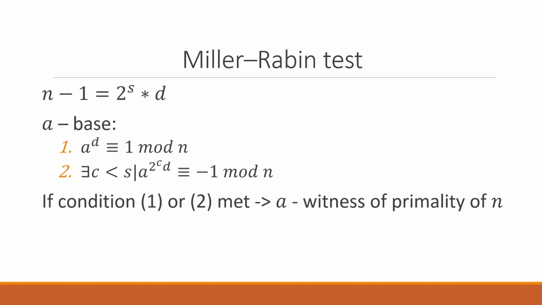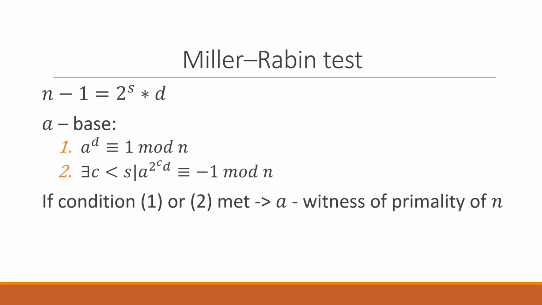For the Miller-Rabin test, the main conditions were these two. So we choose some arbitrary base a and check two conditions. If one condition of these two is met, then n is probably prime. If all conditions are false, then n is composite.